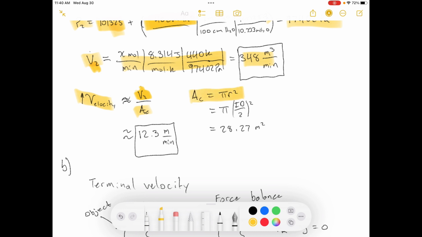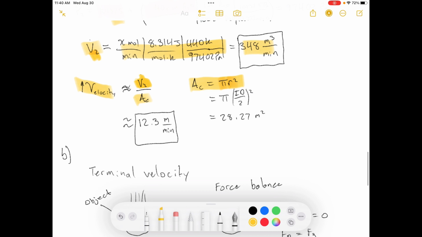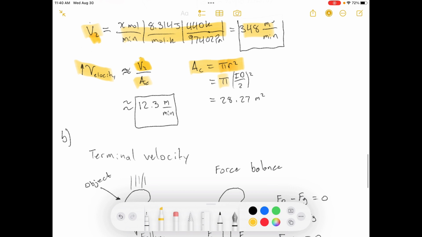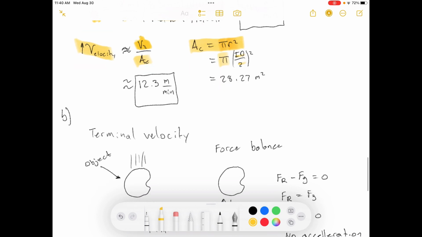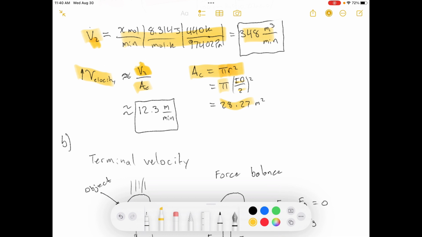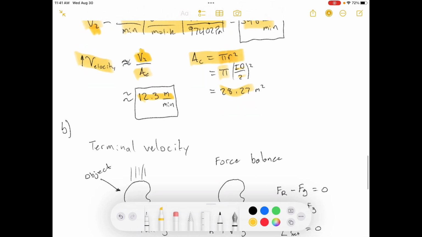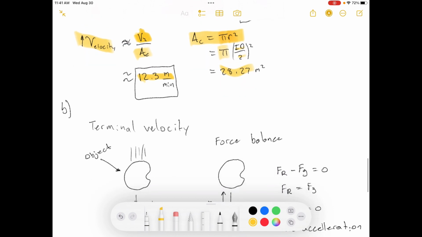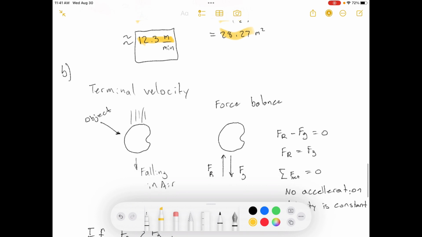Okay? Cross-sectional area is equal to pi r squared because it is a circular silo pipe thingy. So pi times r squared equal to this, so that's our cross-sectional area. So then that means our velocity is this right here. And that's the answer to part A.